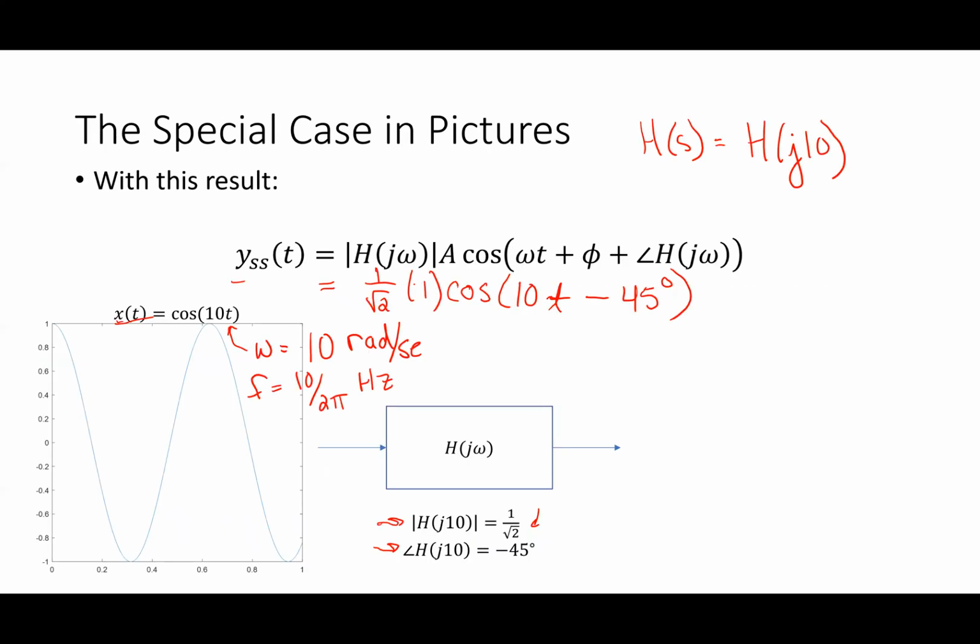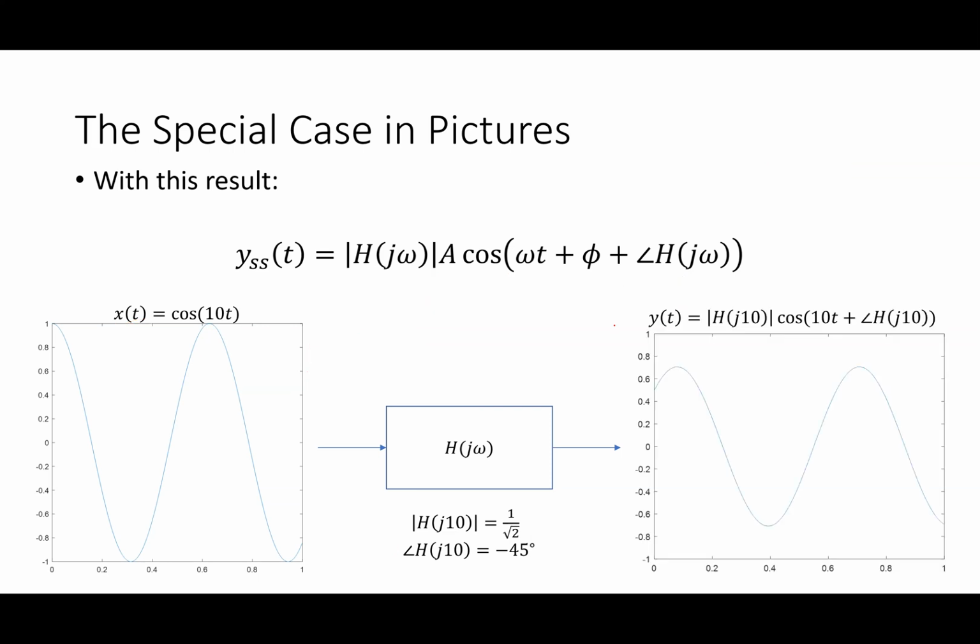So if I look at what I'm going to get out of this thing, is it bigger or smaller than what I put in? Smaller. What I'm going to get is something smaller. Its amplitude is 0.707, since 1 over square root of 2 is 0.707. And it's shifted negative 45 degrees, which means it's going to peak a little bit later in time, shifted over to the right.